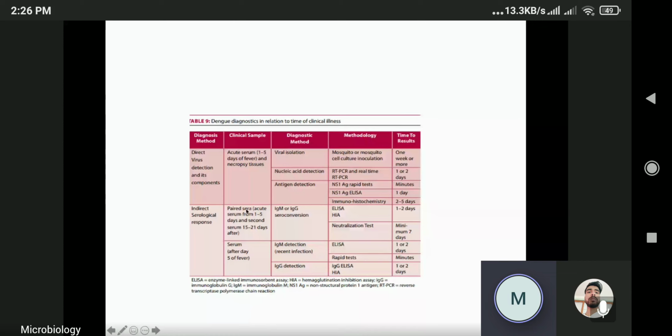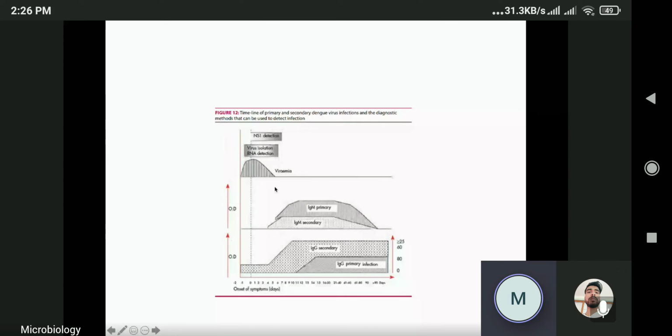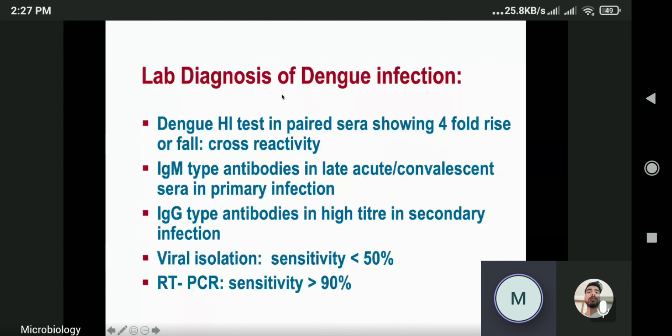This is the diagnostic phase. See here, initially we will detect virus, viral specific genome, or viral specific protein. In later stages we will detect the antibody, right? So this is the lab diagnosis part, as I have already discussed. And this is the WHO criteria for the dengue infection, the probable case and the confirmed case, how we detect.